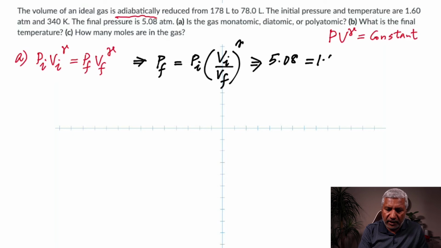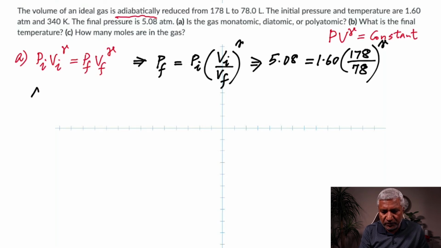So I'm trying to have both in atm. Did you notice that both are in atm? 5.08, 1.6. So it doesn't matter because it's a ratio. And then the liters, the same thing. If you change to meter cube, it'll be okay. But even if you don't change in this particular case, it'll be fine. Again, because it's a ratio. So when you do that and you make gamma the subject.